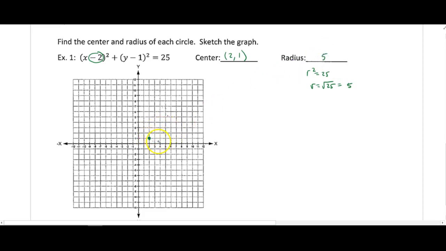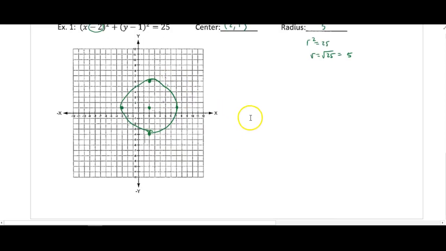So what do we do? Well, it's real easy to calculate the distance horizontally and vertically in the coordinate plane. So what I'm going to do is move 5 units up, 3, 4, 5, 5 units to the right, 5 units down, 5 units to the left, and now, I know this doesn't look like a circle, but it is. That would be our circle. Okay? So let's look at another example.